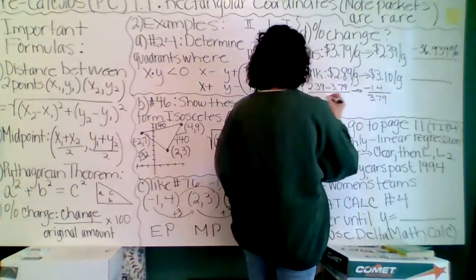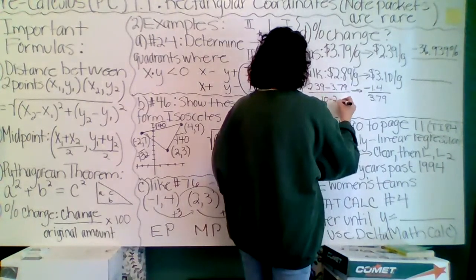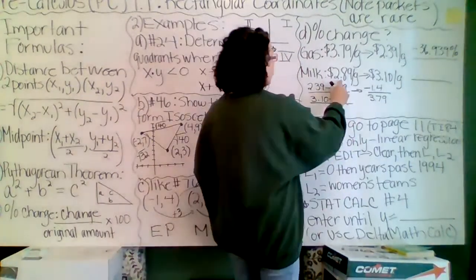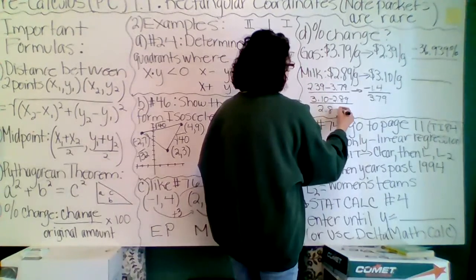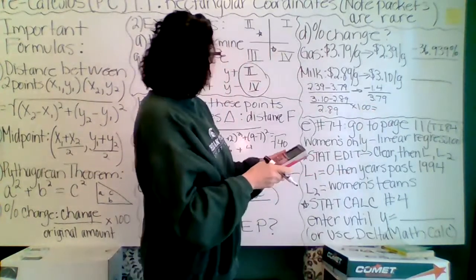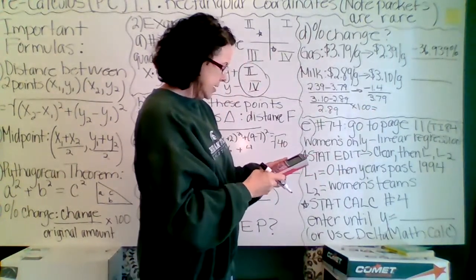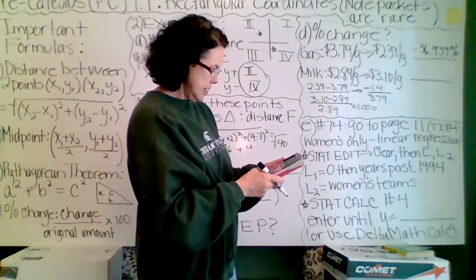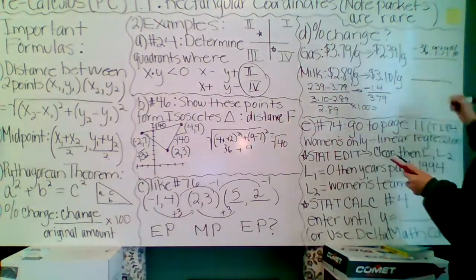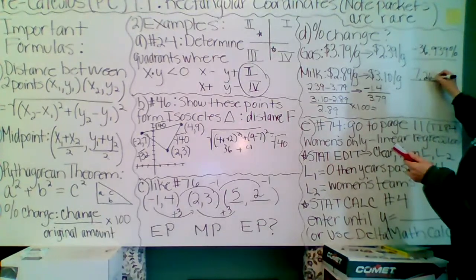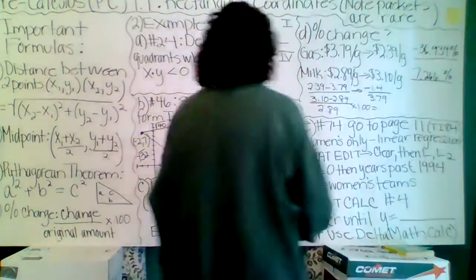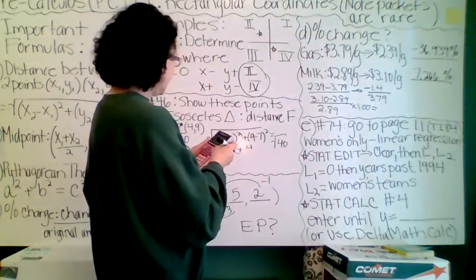Milk went up from 289 to 310. Let's find that change. We know it's going to be positive, right? Because it went up, divided by the original amount, right? You can see by the arrow, it was originally $2.89. So let's see, 310 minus 289 divided by 289, right? And that is a change of 7%. 7.266%. All right, let's take a look. So 310 minus 289, and that was divided by 289.